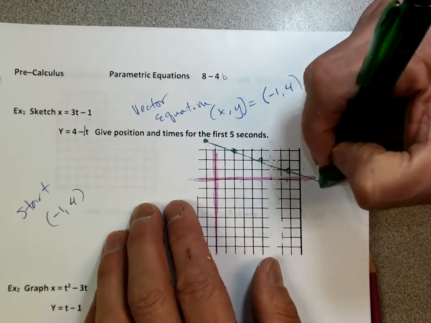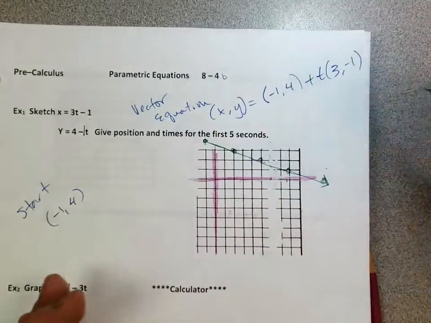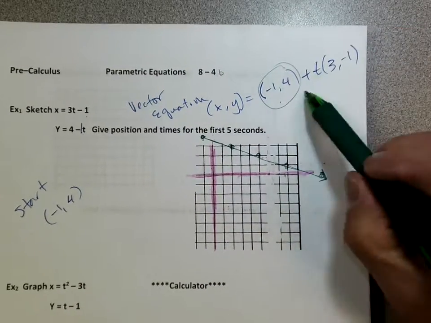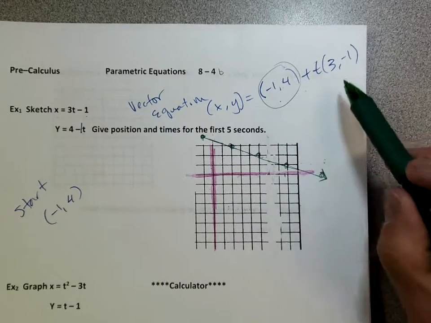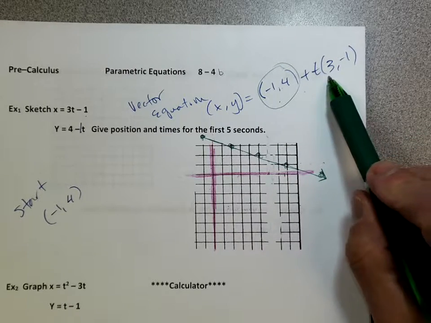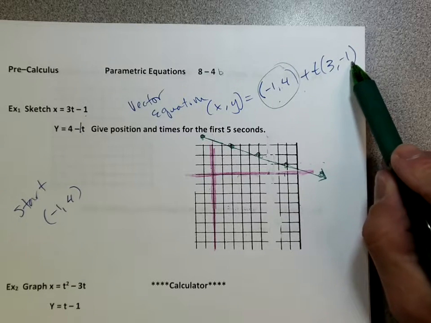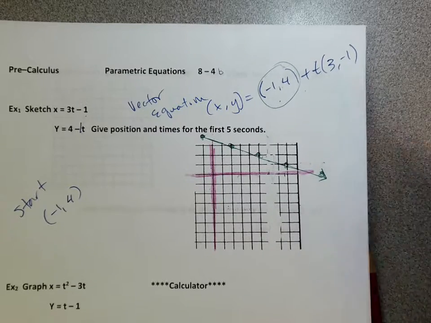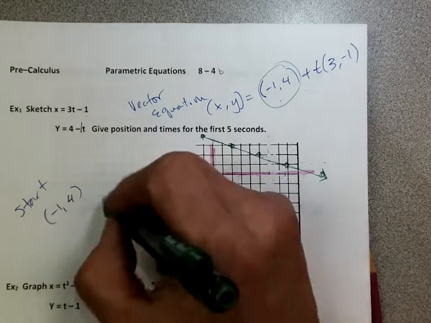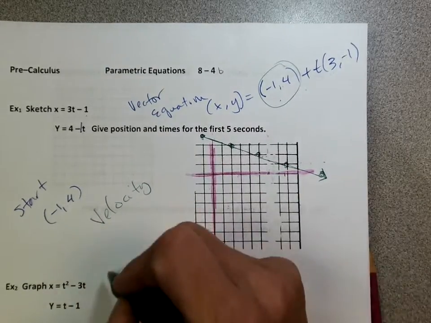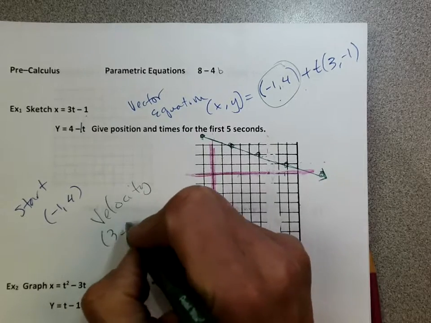And one of the things I like to do is put the time. So I graphed it. I know I'm going to start at -1, 4. And then my movement is to go to the right 3, down 1. That's my movement. That's called the velocity. So my velocity is the movement. We talked about that on Friday, and that's 3, -1.